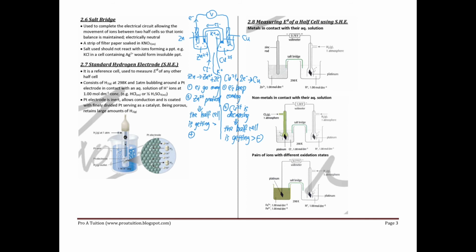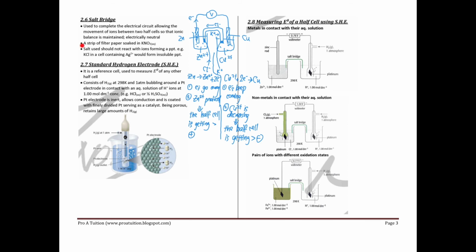So now let's see the next point. A strip of filter paper soaked in potassium nitrate. This is the simple way to prepare the salt bridge. Just use filter paper, put in potassium nitrate, and then it becomes a salt bridge already. So the filter paper will remain wet, so that the ions can move easily.